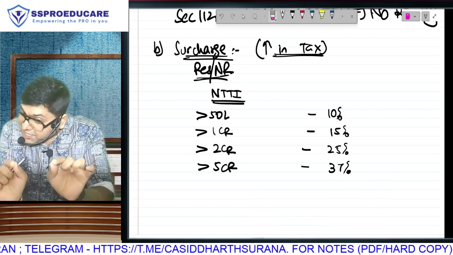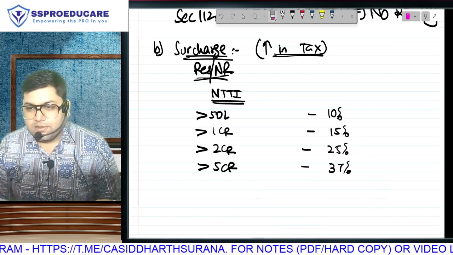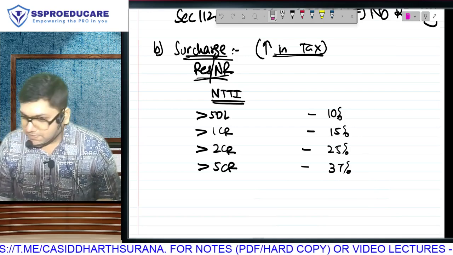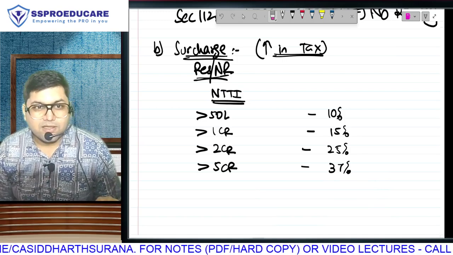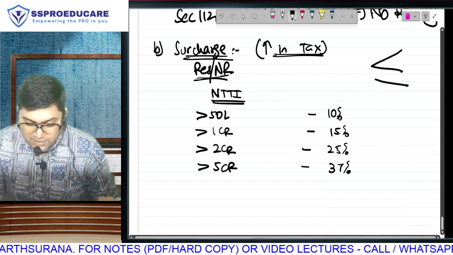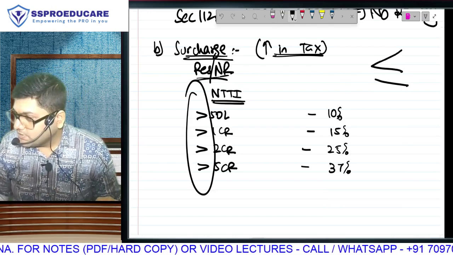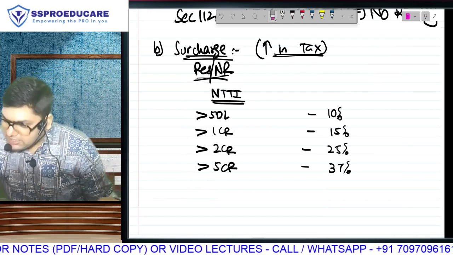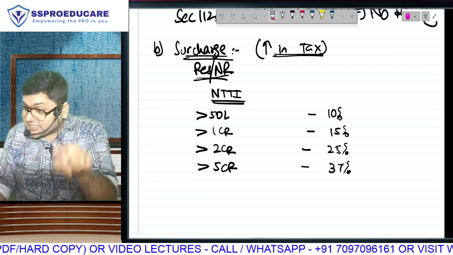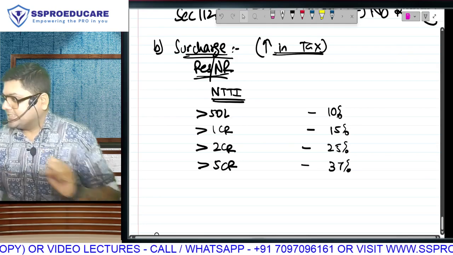There is something else which is hidden. Did you observe that? I am not comparing 5 lakh and 50 lakh. Obviously, rebate is at a low level, surcharge at a high level. But there is one more thing you have to observe: rebate says less than or equal to 5 lakh, but surcharge is only for greater than. This is very, very important to note, because your exam question will come on exact 5 lakh. Exact 5 lakh, rebate, yes. Exact 50 lakh, surcharge, no. Exact 1 crore, surcharge, yes.